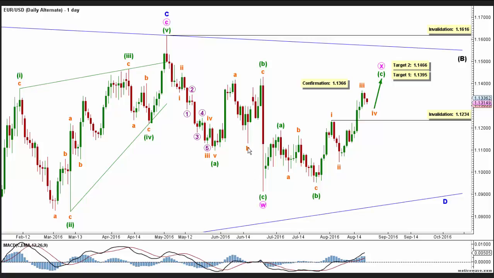This wave count is invalidated by movement below 1.1234, as orange wave 4 of an impulse may not enter the price territory of orange wave 1, and it's also invalidated by movement above 1.1616, as pink wave X of a double zigzag may not move beyond the start of pink wave W.